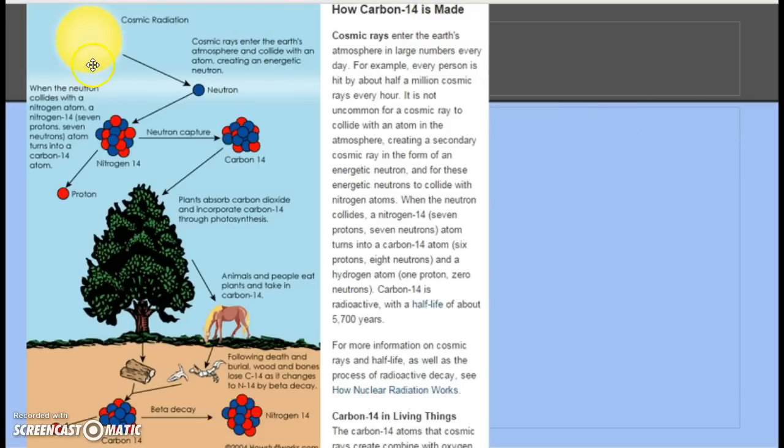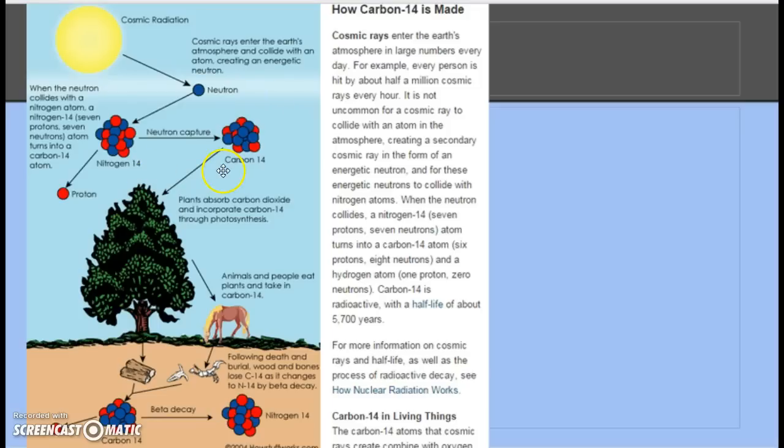And the way that that happens is through cosmic radiation. Sounds very intense, and what it is, cosmic rays enter the Earth's atmosphere and collide with an atom, creating an energetic neutron. When the neutron collides with a nitrogen atom, because remember the air is filled with nitrogen, a nitrogen-14, 7 protons, 7 neutrons atom turns into a carbon-14 atom. And so you've got our neutron capture, the plant absorbs carbon dioxide and incorporates the carbon-14 through photosynthesis.